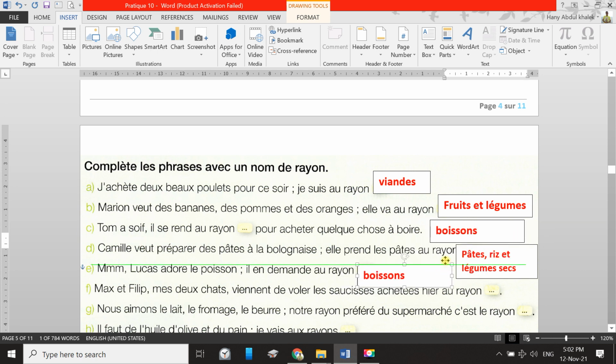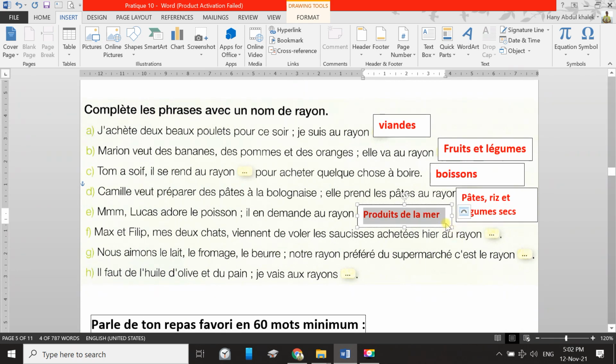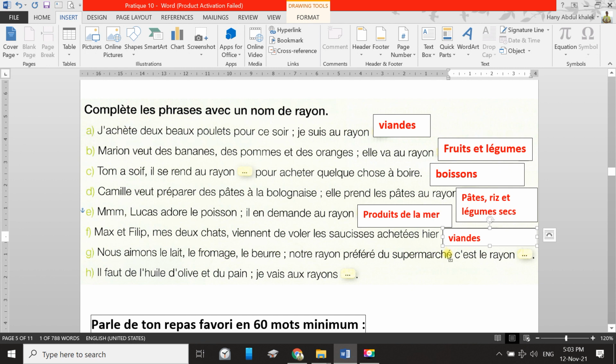This one is okay. Adore le poisson. Poisson is the keyword, so we can find it au rayon produits de la mer. Okay. Produits de la mer. It's the products of the sea or the seafood. Okay, letter F. Marc et Philippe, mes deux chats, my two cats, viennent de voler les saucissons achetés hier au rayon. Here, this is saucisson, saucisse, so we can find it in the viande. Okay, in the viande, this is the answer of letter F.